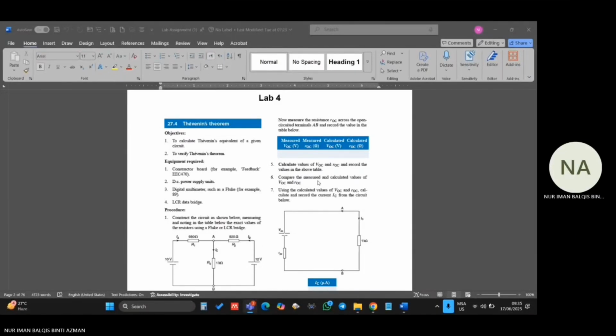Now I will explain the results and analysis of our lab experiment on Thevenin's theorem, where we simplify a complex resistive circuit into a Thevenin equivalent. The aim of this experiment was to find the open circuit voltage (VOC), the equivalent resistance (ROC), and analyze current values in both the branches and the load.